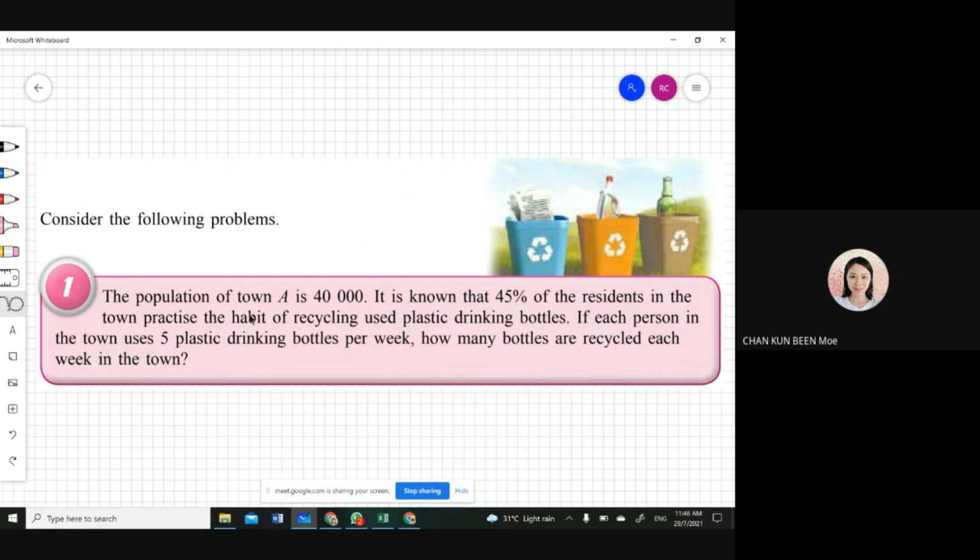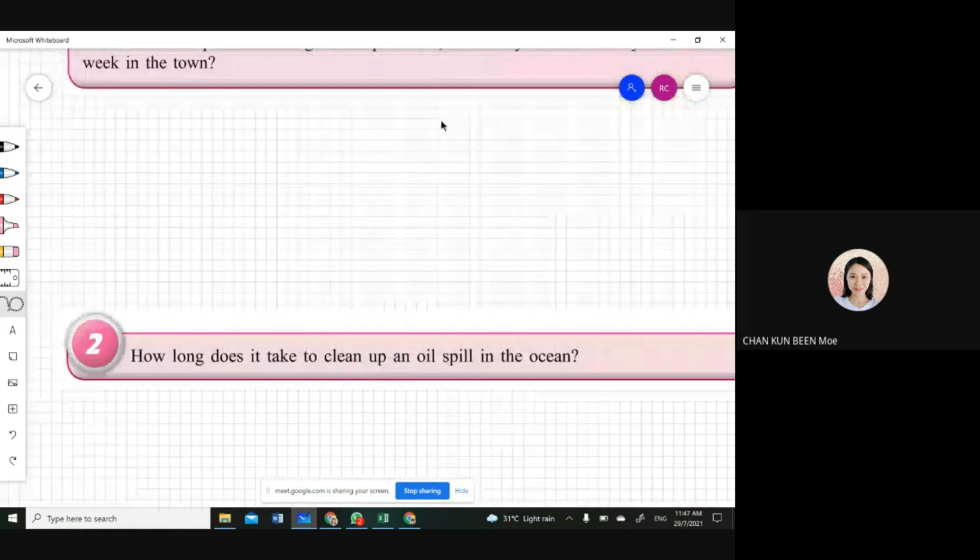So actually, this kind of problem can be used to help us understand a particular mathematical concept, and then use the skill that we have learned to find out how many bottles are recycled each week in the town. So we are not going to use this kind of question in mathematical modeling because this is like a close-ended question. We can find out the answer straight away. Okay, now we look at the second question here.